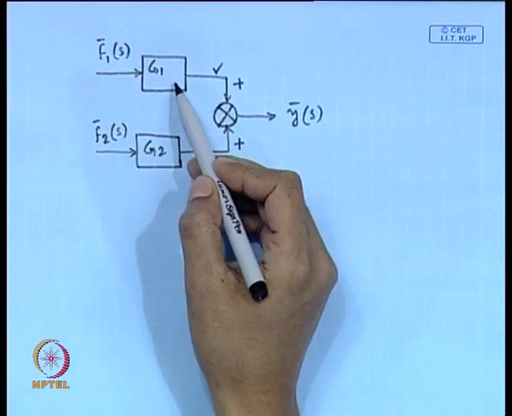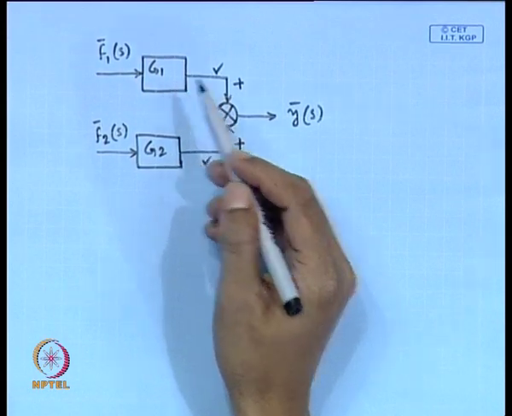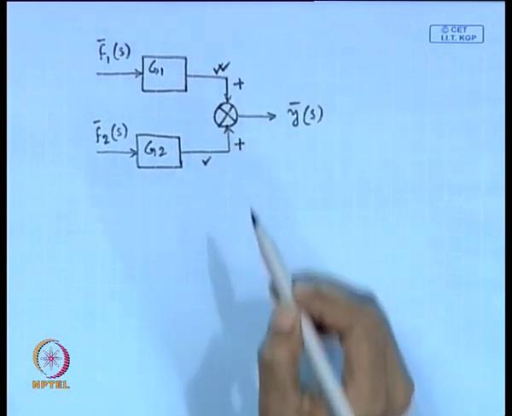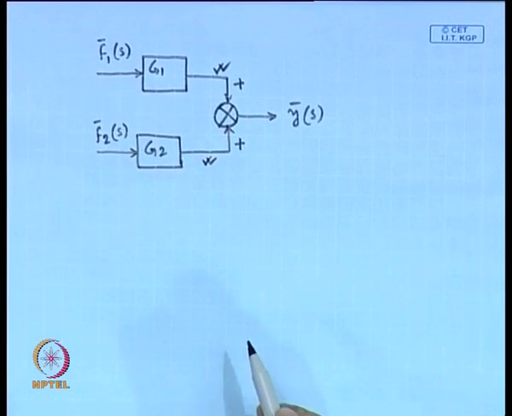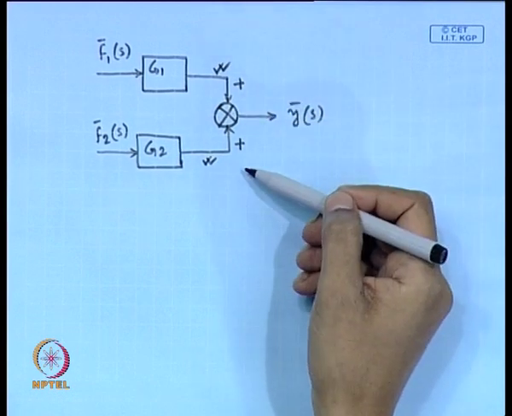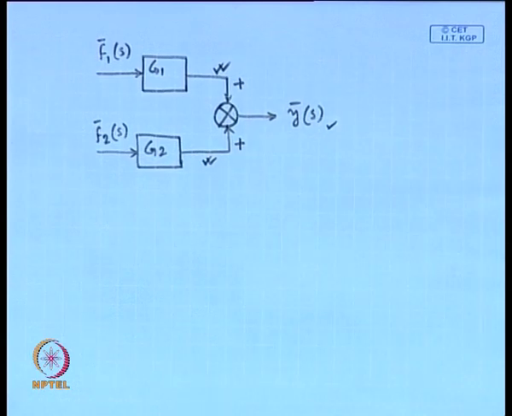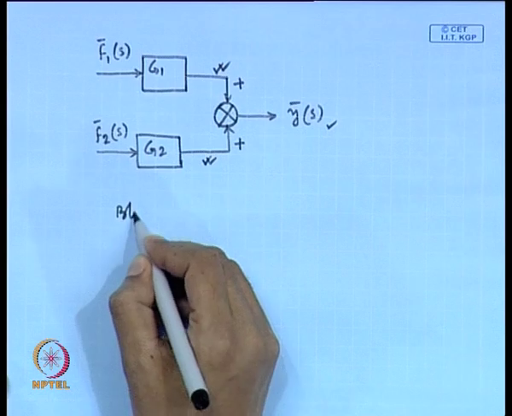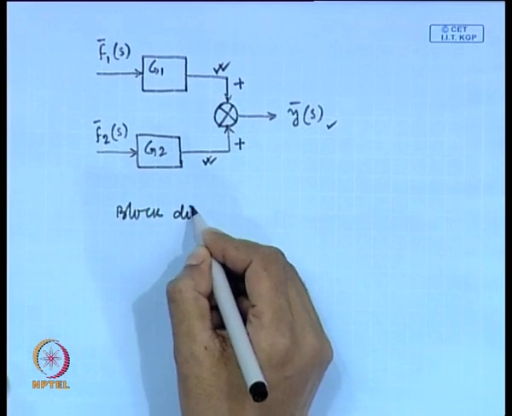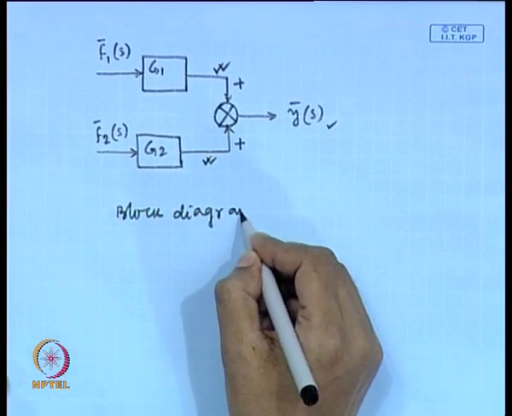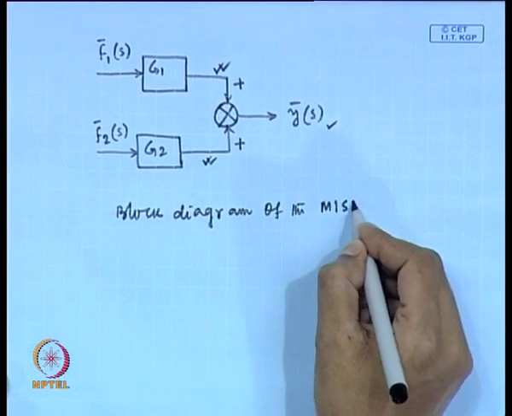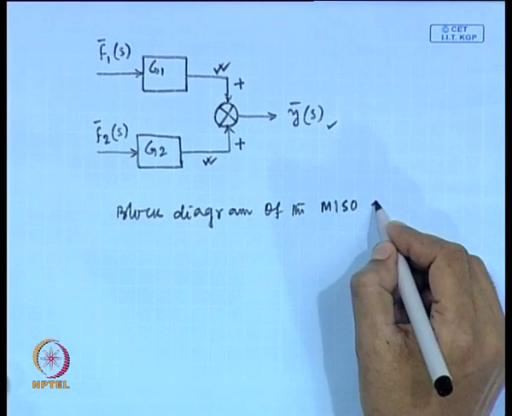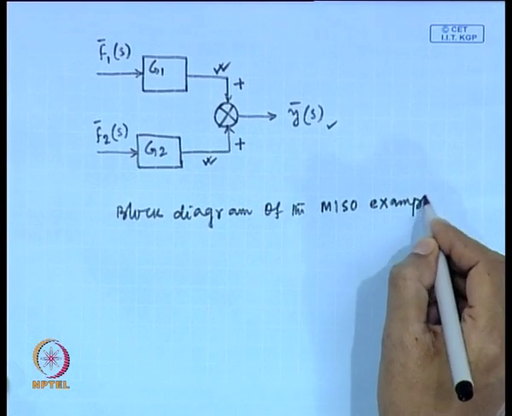F 1 multiplied by g 1, that is this signal, and this signal is basically f 2 multiplied by g 2. So, if we add these two, we get y s, fine. So, this is the block diagram of the multiple input single output example, fine.